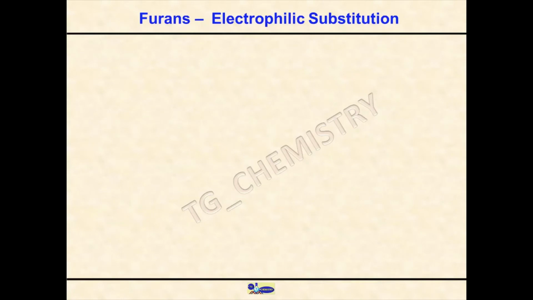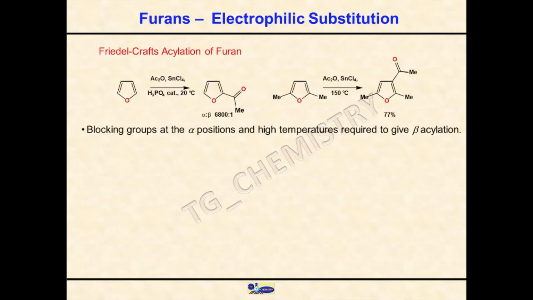Next, we will talk about some more electrophilic substitution reactions of furans. First comes the Friedel-Crafts acylation of furan, where furan can react with acetic anhydride in the presence of a phosphoric acid catalyst, and also stannic chloride as the Lewis acid, and it will eventually yield 2-acetyl thiophene. And as you can see here, in the ratio of formation of the alpha acetylation and the beta acetylation, the alpha acetylation dominates heavily. The ratio is 6,800:1. So the alpha product will dominate over the beta one.